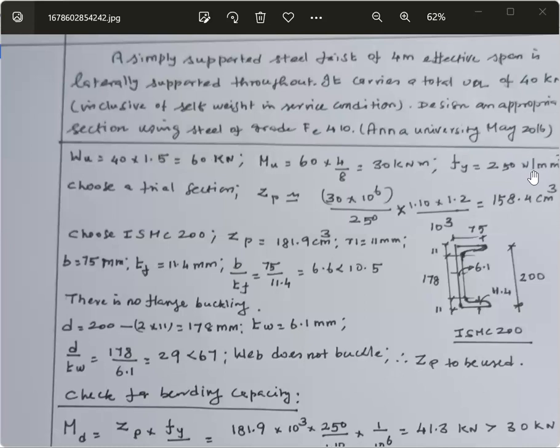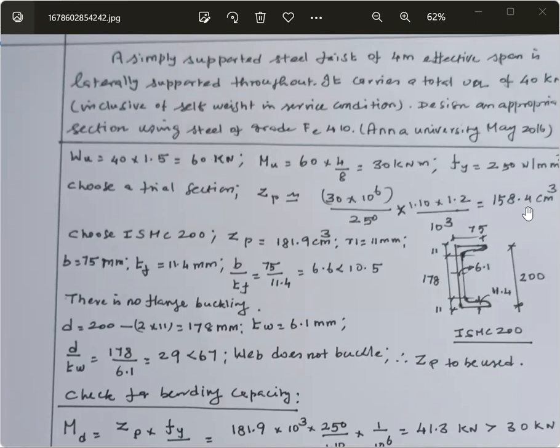We have to choose an approximate section and then check it for bending moment, shear force, and deflection. Approximate value of ZP, plastic modulus of section, is equal to M divided by Fy. M is equal to 30 kilonewton meter. Multiply this by 10 power 6, this is in Newton millimeter, divided by Fy. Fy is 250 divided by 1.1, that material factor. Now that material factor goes to numerator. Let us add another 20% extra, so multiply this by 1.2.